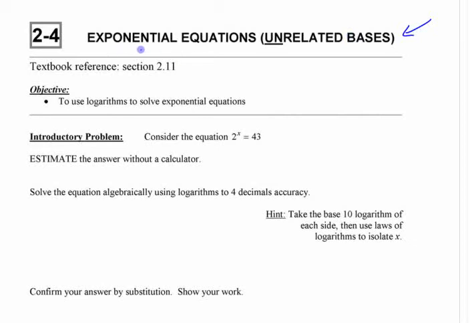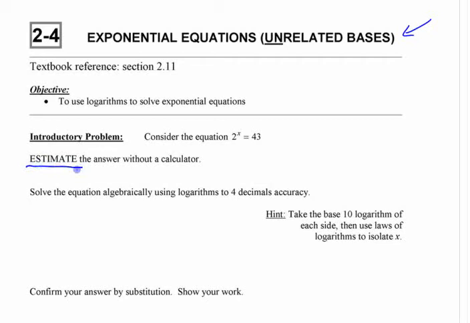This is the first tutorial, exponential equations with related bases. We're going to look at unrelated bases. So what that means again is that those two numbers are not related to each other, 2 and 43. They're not whole number powers of the same thing.